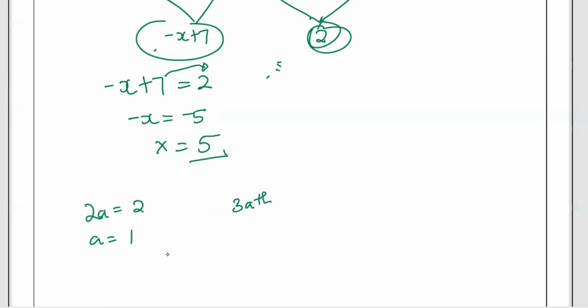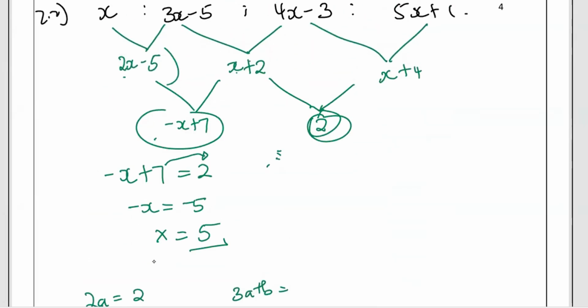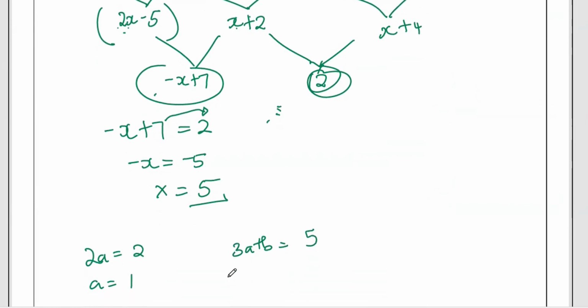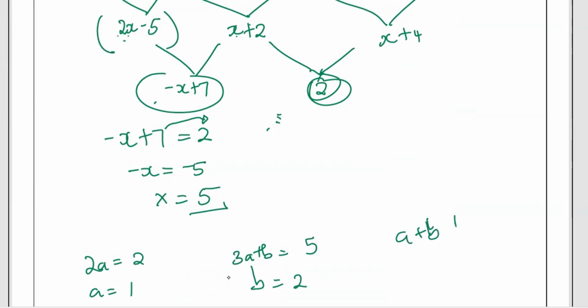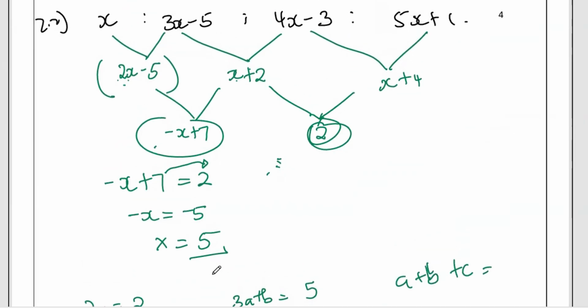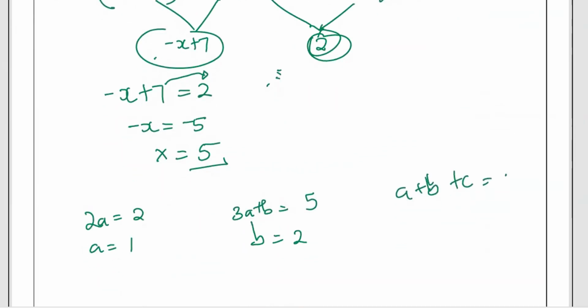Then 3a plus b should be equated to this whole thing. Now, if x is a 5, that's going to be 2 times 5 is 10, 10 minus that, which means that is a 5. Then let's replace a with 1, meaning that b is going to be a 2. Then a plus b plus c should give us the first term, which was a 5, because x is a 5. So this is 1 plus 2 plus c should give us a 5, meaning that c is going to be 2.